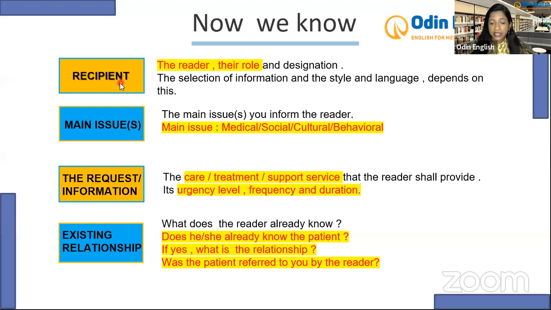Now coming to the recipient, as I told you earlier, you have to look at the role and the designation, and your selection of information will be totally dependent upon the reader and the reader's role. So it's very important to look at these. And other things I have already mentioned. So let me put it in Malayalam again.